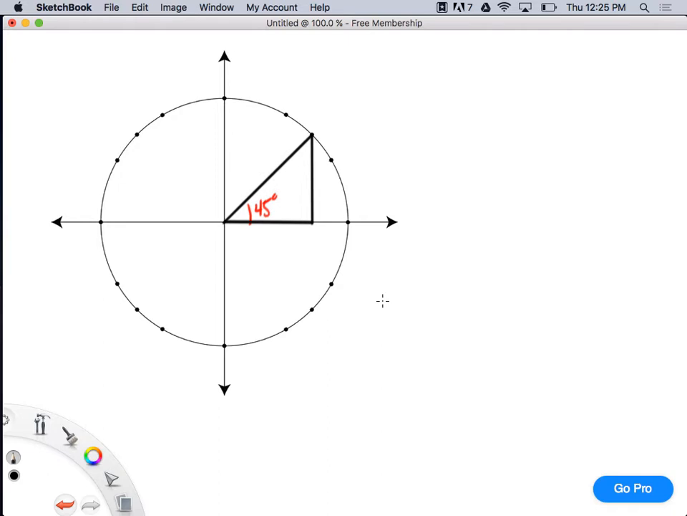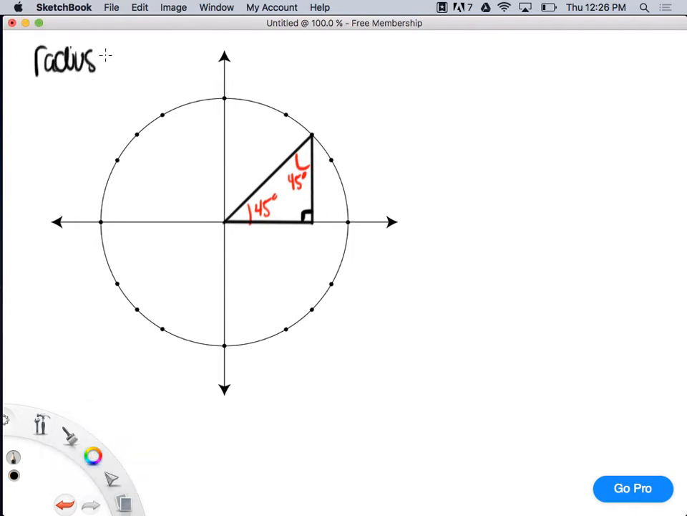Now, what is this angle right here? 90. So if this is 45 and this is 90, 45 plus 90 is 135. What's this angle right here? 45. Very good. So we have a 45, 45, 90 triangle.